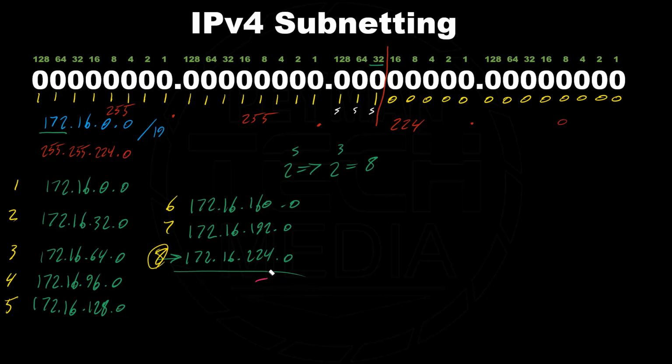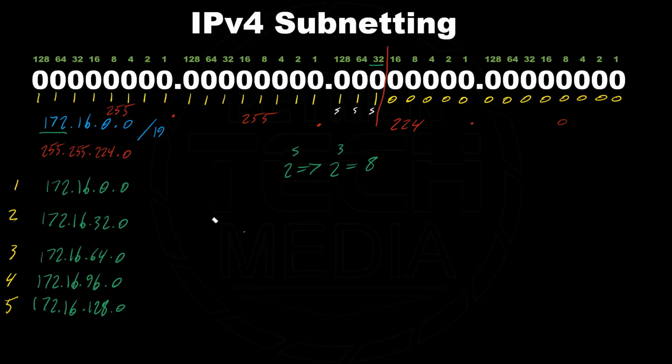Okay, now let's go ahead and take a look at a couple of the subnets and find out the broadcast address. For example, let's take a look first. Subnets, these are the available IP addresses.